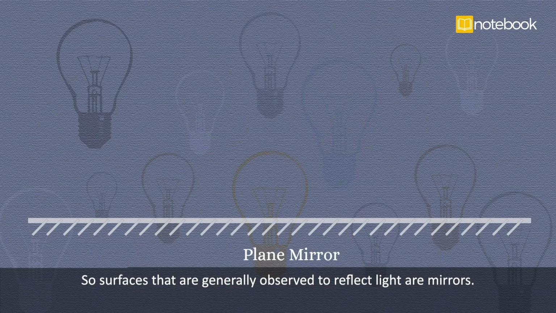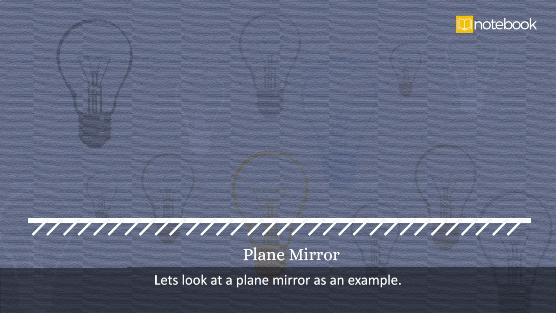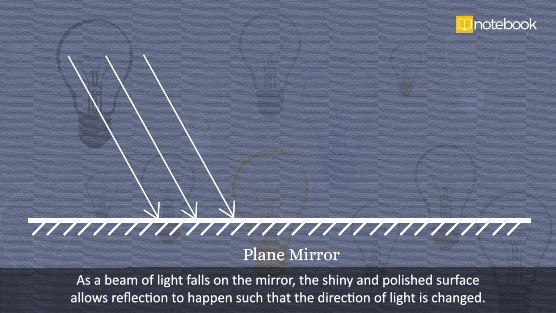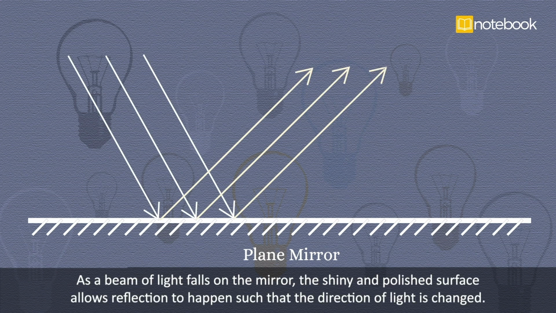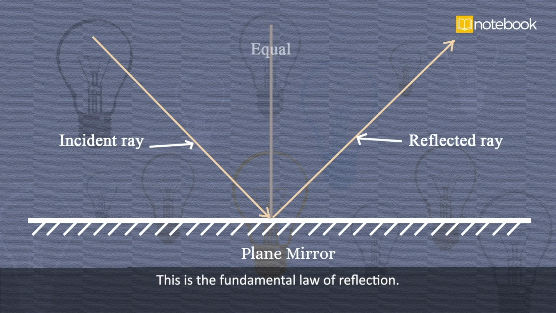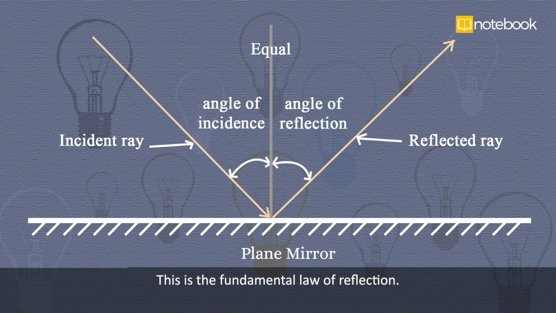So surfaces that are generally observed to reflect light are mirrors. Let's look at a plane mirror as an example. As a beam of light falls on the mirror, the shiny and polished surface allows reflection to happen such that the direction of light is changed. Rays falling on the mirror are called incident rays, and those that are reflected are called reflected rays. This is the fundamental law of reflection.